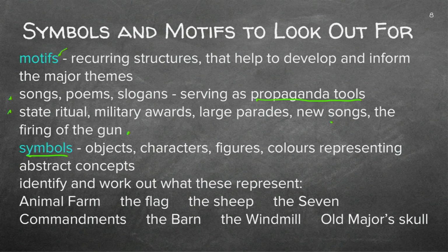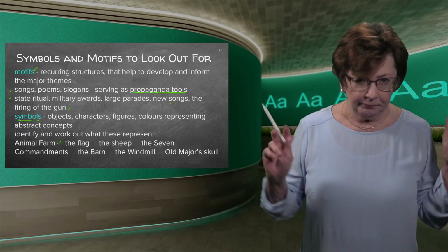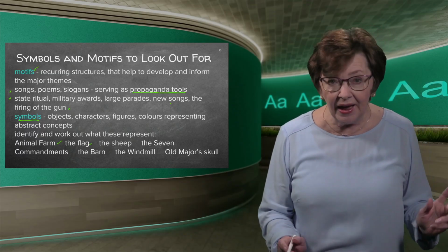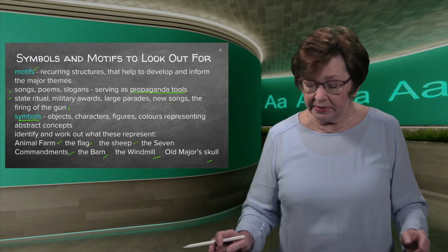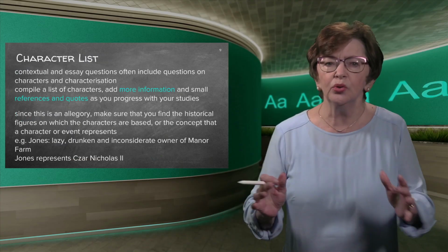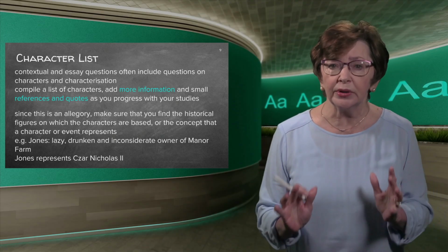There are also symbols to look out for: characters, figures, colors representing abstract concepts. See if you can figure out as you go along what these things represent. What does Animal Farm as a symbol represent? The flag, the sheep, and what happens to the sheep, the seven commandments, the barn, the windmill, old Major's skull that gets dug up and exhibited, all these things. What do they represent?